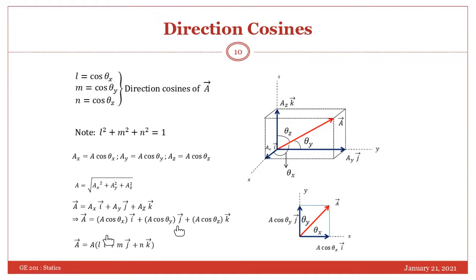So this is equal to, in the place of Ax you can write A cosine theta x, in the place of Ay you can write A cosine theta y, and in the place of Az you can write A cosine theta z. So you will have A cosine theta x i, A cosine theta y j, and A cosine theta z k. So A you can take common, and in the place of cos theta x, cos theta y, and cos theta z, you can substitute l, m, and n. So this will become A times (l i plus m j plus n k). So vector A will be equal to A into (l i plus m j plus n k).